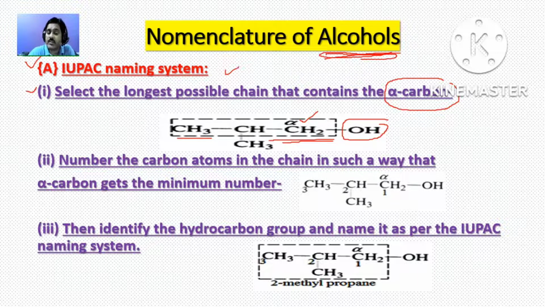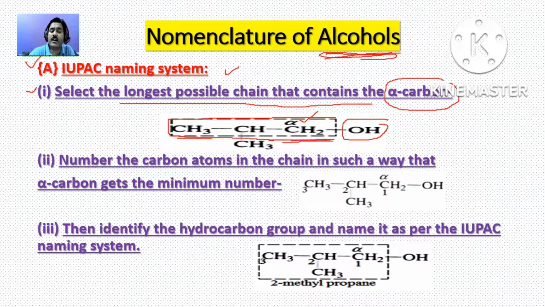So what is the first rule? Select the longest possible chain that contains the alpha carbon atom. We have to find the longest chain in which the alpha carbon atom is present. That is the alpha carbon atom, and this carbon atom must be in the longest chain. That is the first rule: select the longest chain and include the alpha carbon atom in that chain.